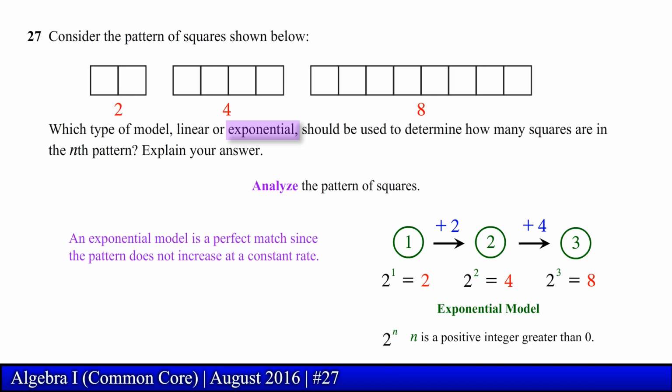So an exponential model is a perfect match since the pattern does not increase at a constant rate. So this is our final answer.